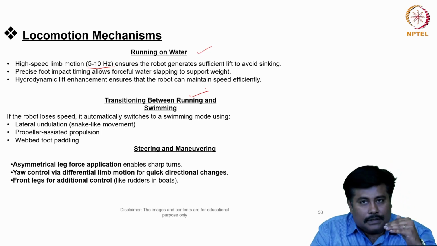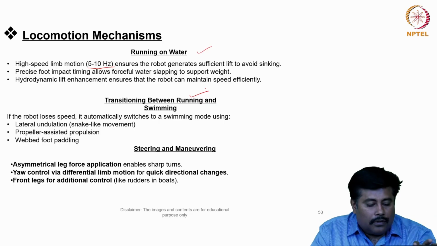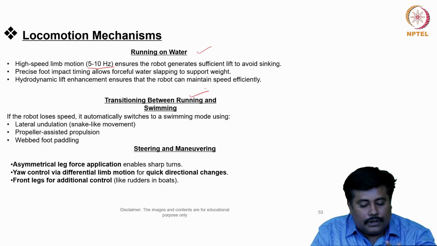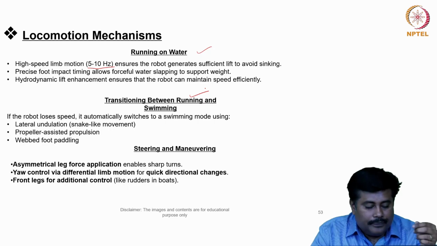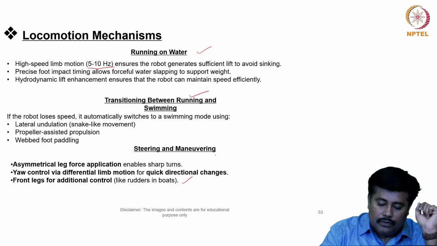Now, when we look into the steering and maneuvering mechanisms, the asymmetric leg force application enables a sharp turn in the structure. The yaw control via differential limb motion allows quick directional changes. The front legs provide additional control, like rudders in a boat, and are ideally used for steering and maneuvering.